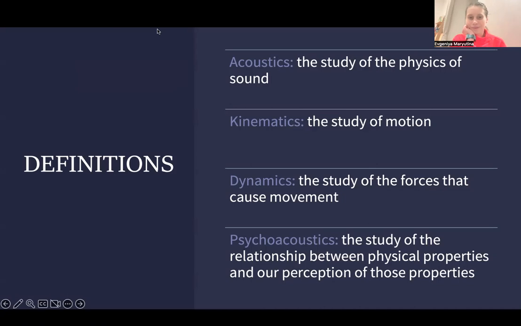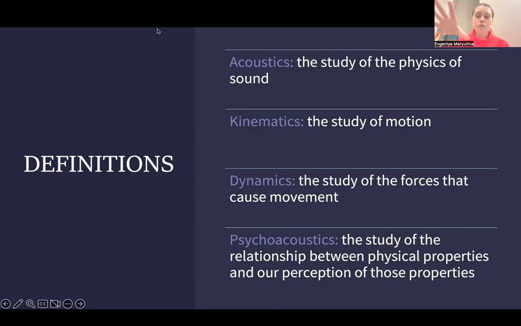Some definitions that are important for us are acoustics, right? What is acoustics? Acoustics is the study of the physics of sound. That's something we'll begin with. Then kinematics is the study of motion. Why do we need to talk about the study of motion? Because, like I said, speech is movement. And that's why we have to talk about motion when we talk about speech.